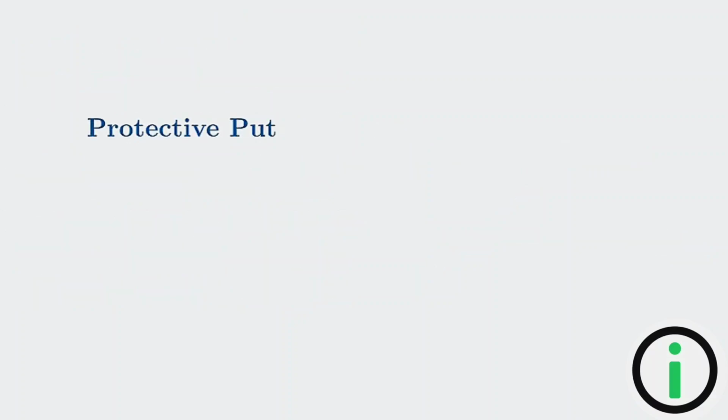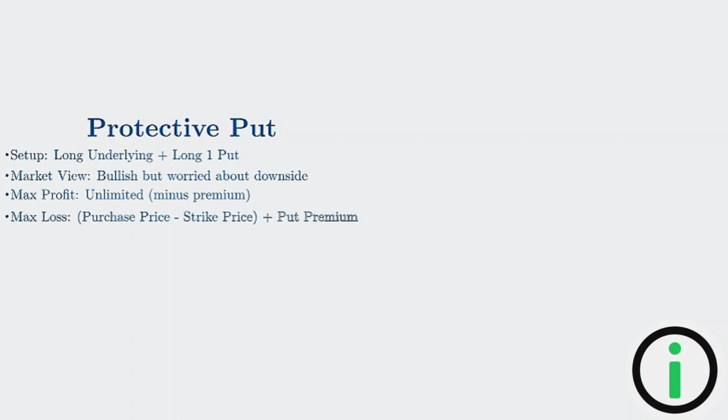Next, we move to the protective put. If the covered call is about generating rent, the protective put is all about insurance. The setup involves owning the underlying asset and buying a put option. We usually select a strike price slightly below the current market price. Think of this as your deductible in an insurance policy. You use this when you are long-term bullish but expect high volatility or a potential crash in the short term, such as during an earnings announcement or a major geopolitical event.